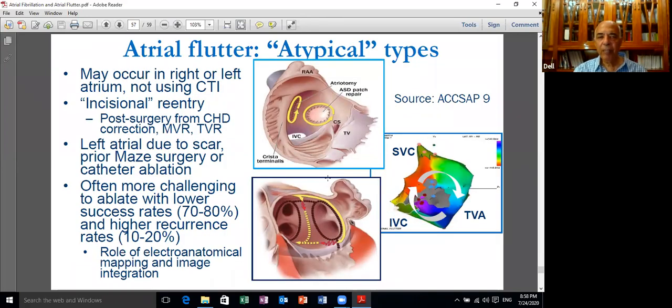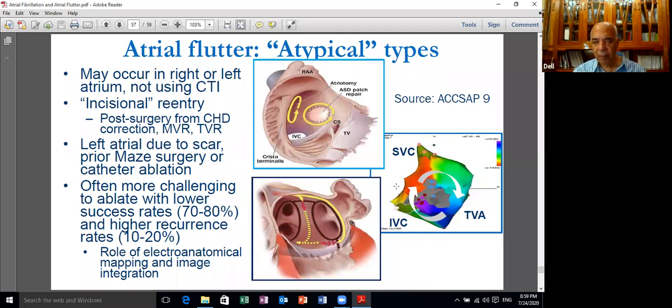Now we can even complicate matters by going into atypical forms of atrial flutter, which are not isthmus-dependent. They can occur around a patch because of closure of an atrial septal defect. They can be located around a scar because of an atriotomy to repair the mitral valve or to replace mitral or any other valves. And under these circumstances, you have to use electroanatomical mapping. This electroanatomical mapping will show you the scar, which is present here in purple, and it can tell you whether it's going in a counterclockwise or clockwise direction.